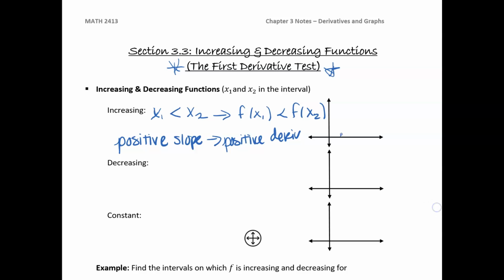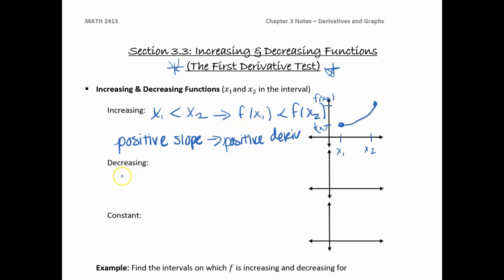If this is x1 and this is x2, here at f of x1, and let's put one up here, this would be f of x2. That would be a graphically increasing function, but the mechanics or definition behind it would be: as your x's are increasing, your y's are increasing as well.